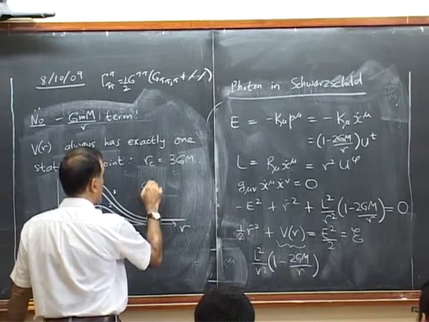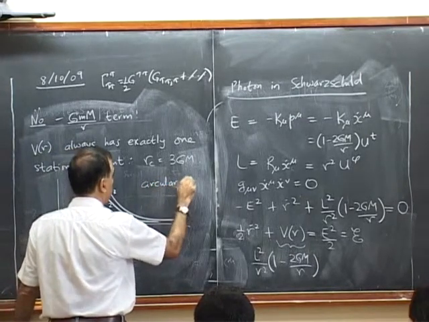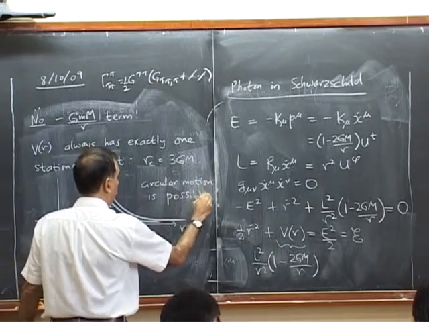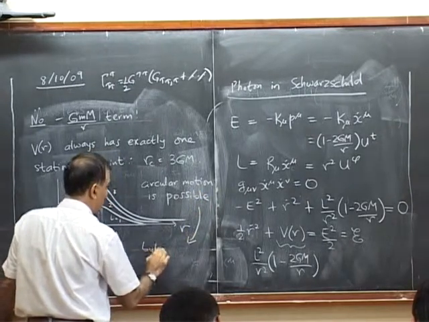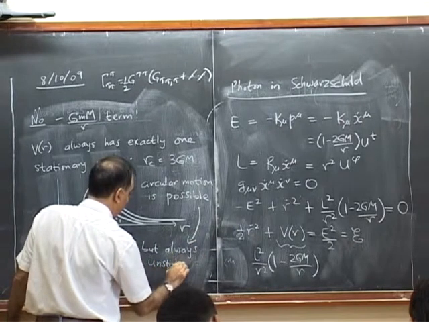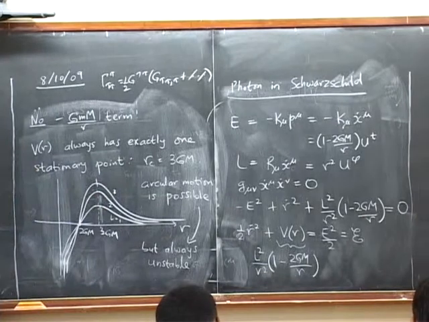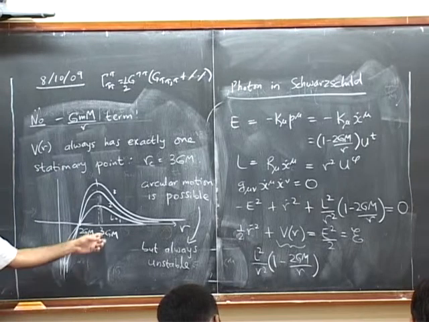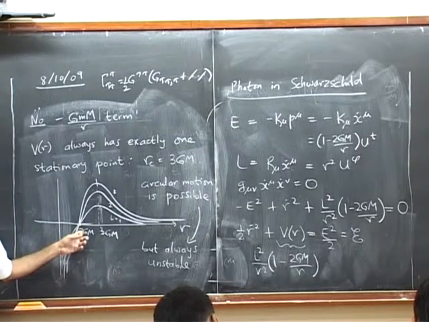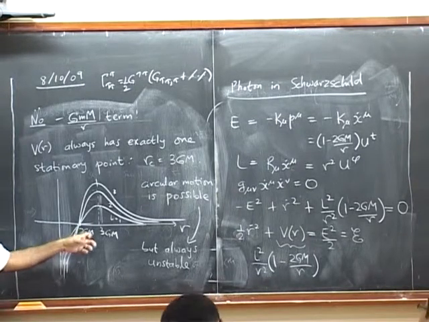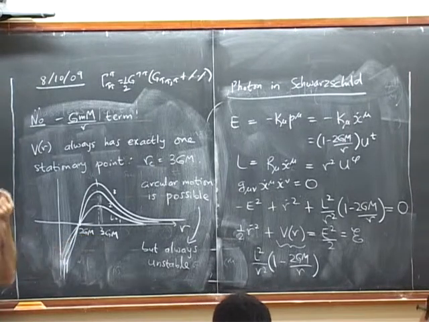I keep saying turning point. Stationary points. So circular motion is possible, but always unstable. So if you put a photon into an orbit, you can actually have the photon make a circular orbit around the sun, or you could if the sun had all its matter inside 3GM, not necessarily inside 2GM. If it was inside 2GM, the sun would be a black hole, that would be different.